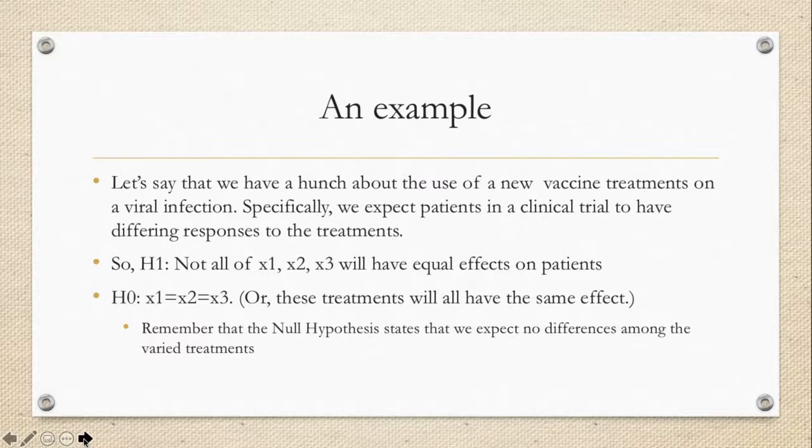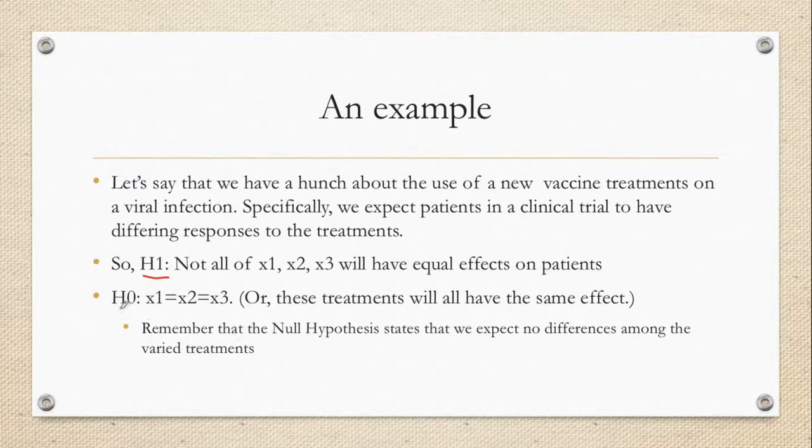Let's say that we have a hunch about a new vaccine treatment for a viral infection that suddenly hit the news. Specifically, we expect patients in a clinical trial to have differing responses to differing treatments. We have more than one vaccine treatment around, and we want to see whether or not there's some sort of impact of those different treatments. So our research hypothesis, or hypothesis 1, is that not all of X1, X2, and X3 are independent variables. Our vaccine treatments will have equal effects on our patients.